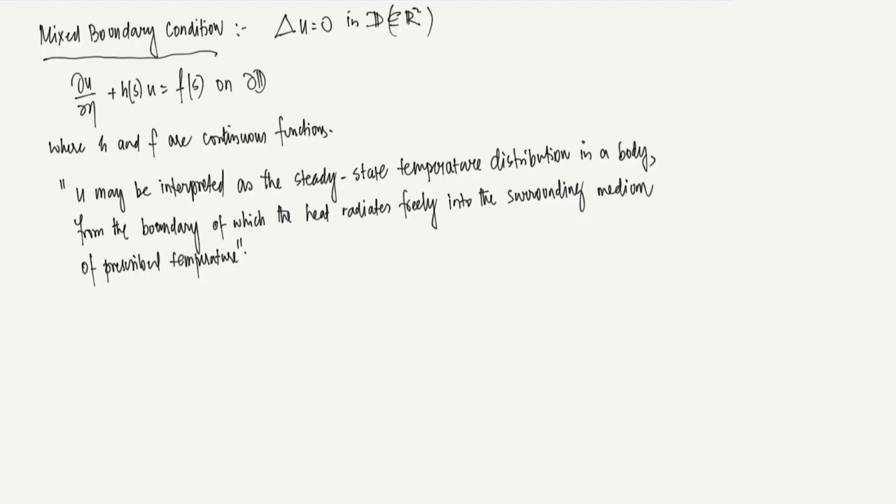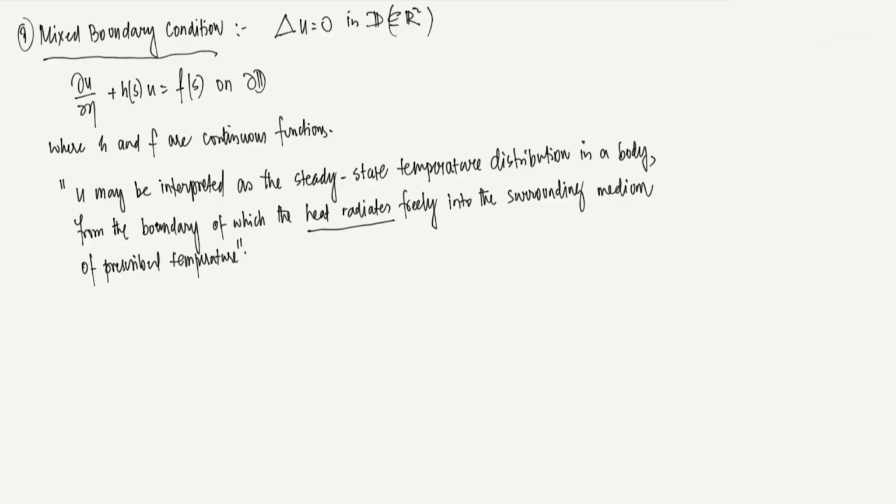So basically, it says that the heat radiates. Radiates means goes out or comes in, it depends. But essentially, it radiates freely into the surrounding medium. So whatever the surrounding medium is, it gets radiated there. Okay. So that's the mixed boundary.